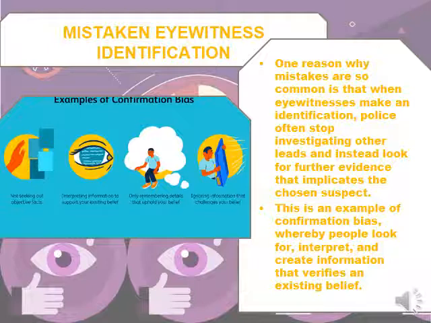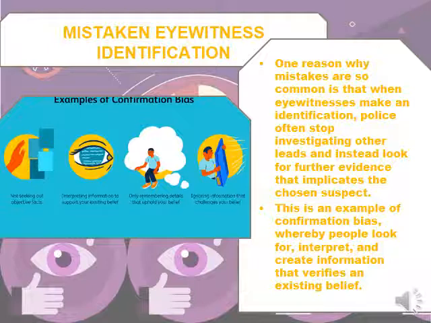Again, here is one reason. You have confirmation bias. When an eyewitness makes an identification, police often stop investigating other leads and instead look for further evidence that implicates the chosen suspect. So they're going to put everything on hold. If an individual says, yes, I feel like this is the individual I saw, I'm not completely 100% sure, but I believe on a stack of Bibles that this individual committed the crime.